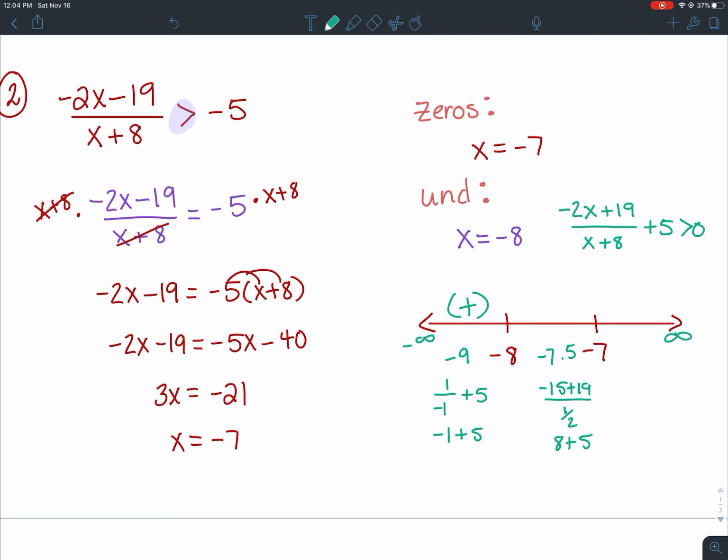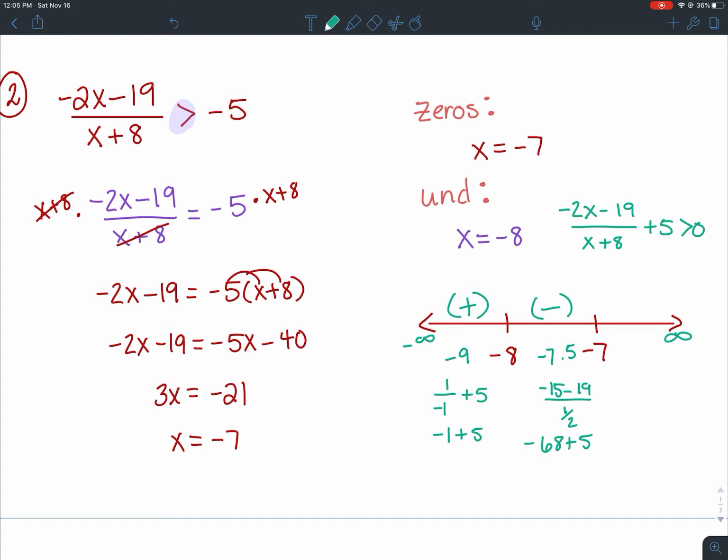I messed up somewhere. Oh, that's supposed to be minus 19 up on the top. I'm not redoing this video. Bump that, y'all. Okay, so that's still negative 15 minus 19. So that's going to be a little bit different. Negative 15 minus 19 is negative 34 divided by 0.5 is negative 68. So this is a negative.